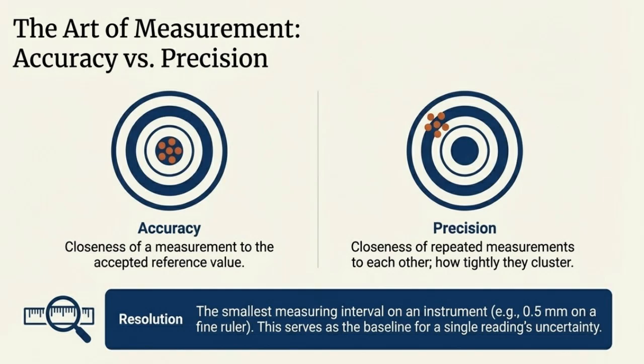Alongside these concepts is resolution, which is the smallest unit an instrument can measure, like 0.5 millimeters on a ruler. This defines how finely you can read each measurement and sets the baseline for the uncertainty in a single reading. Understanding these distinctions helps ensure we interpret measurement results correctly and improve our methods when needed.